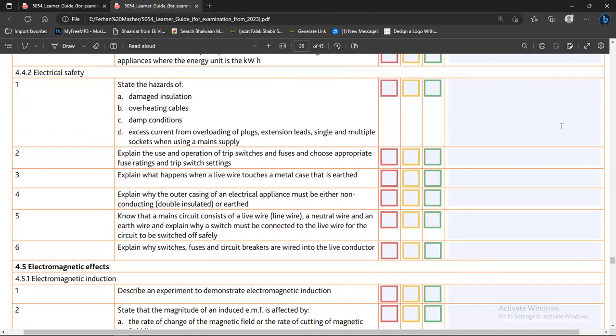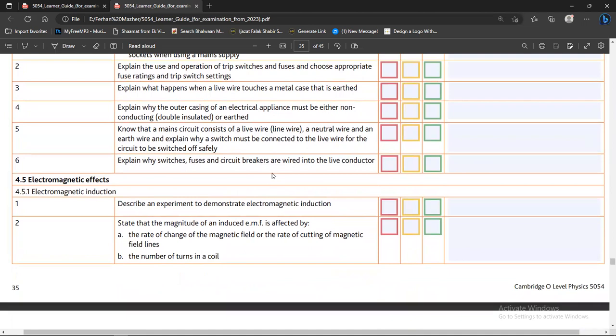Know that a main circuit consists of a live wire, which we also call the line wire, a neutral wire, and an earth wire. And explain why a switch must be connected to the live wire for the circuit to be switched off safely. Explain why switches, fuses, and circuit breakers are wired into the live conductor.